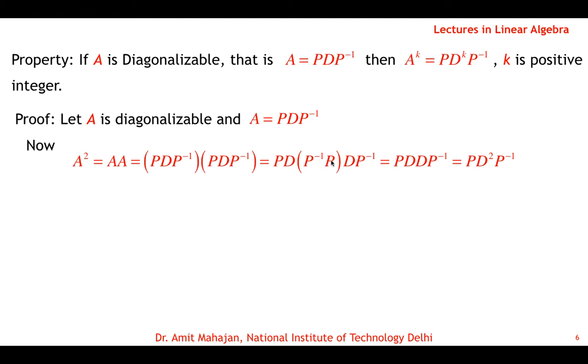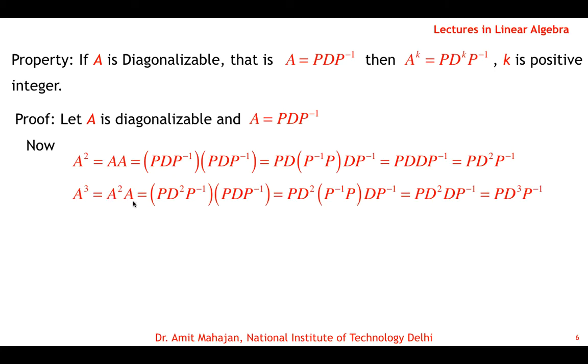Okay, so P inverse P will become identity, and we will have D into D as D square, so we get P D square P inverse. Similarly, if we calculate A cube, it will be A square times A square, which is P D square P inverse, and A is P D P inverse. So again P inverse P will become identity, so it will be D square times D, which becomes D cube. So A cube is P D cube P inverse.